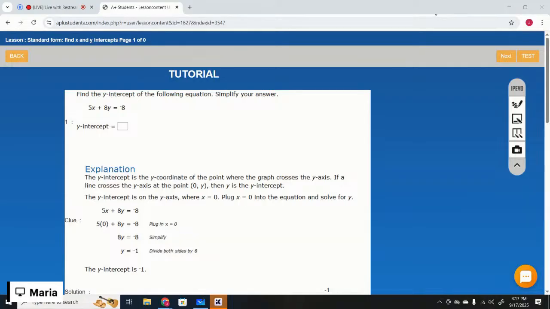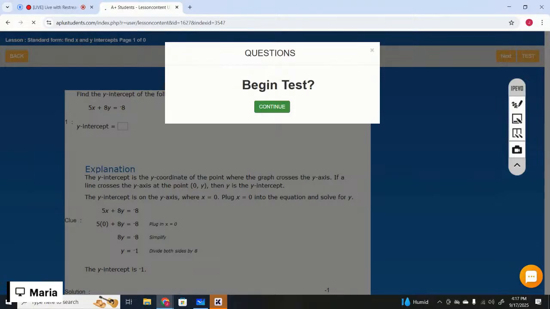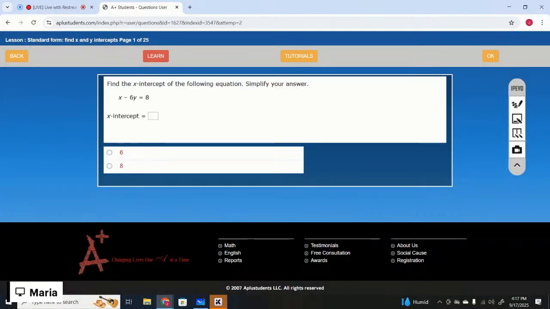Let's just start with the test questions. Find the x-intercept of the following equation. Basically, the x-intercept is where the graph crosses the x-axis.